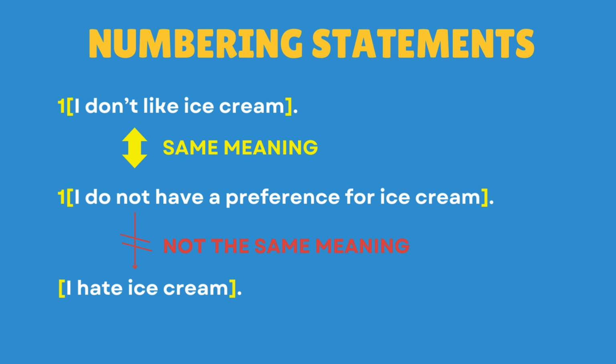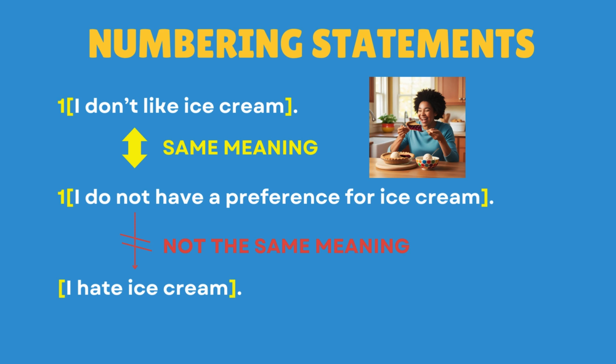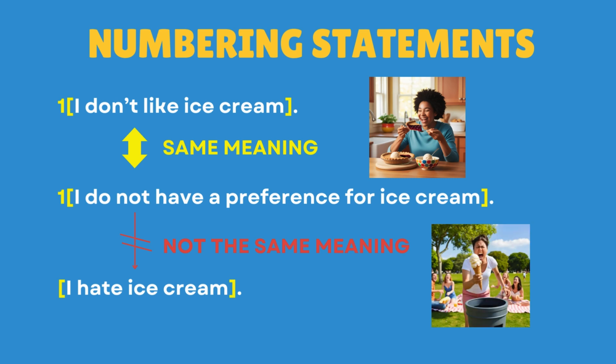Although not liking something or not preferring something and hating something might be similar to the extent that all three involve desires and some kind of effect or emotion, not liking or not preferring something are both very different from hating something. When someone does not like something or does not have a preference for something, they might simply not choose it. But when someone hates something, they might try to actively get rid of it. So, we would bracket this third statement and give it a different number compared to the first two, such as number 2.